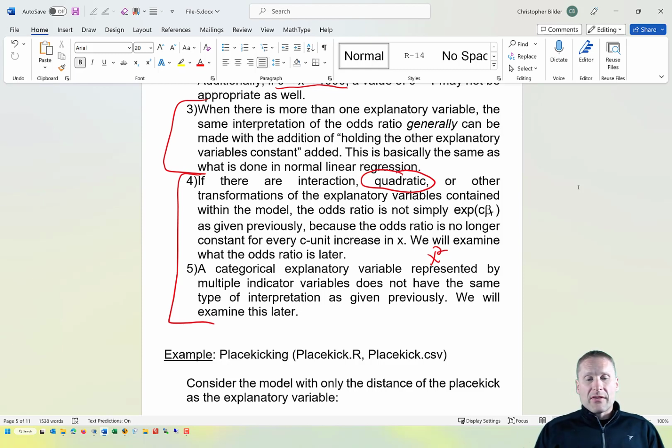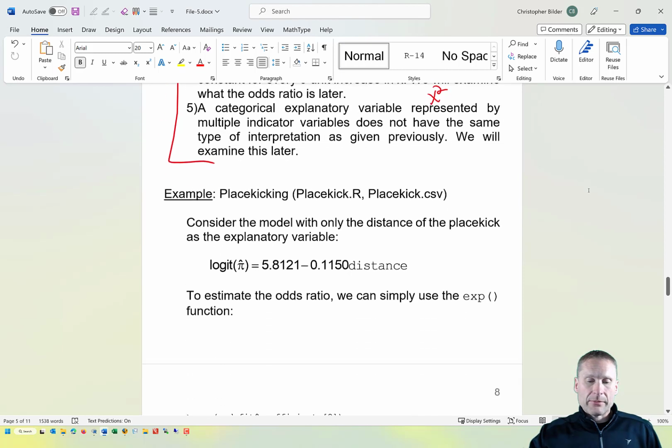So I put this additional stuff here for note 4 and note 5 to say, okay, we're just going to talk about simple models here where we have a variable like distance or change in it. But once we get more complicated models where maybe we have a quadratic term, maybe what's called an interaction term, or a categorical explanatory variable with more than 2 levels, things will change a little bit. So hold on until we get to those later subsections of the notes to deal with those kinds of variables.